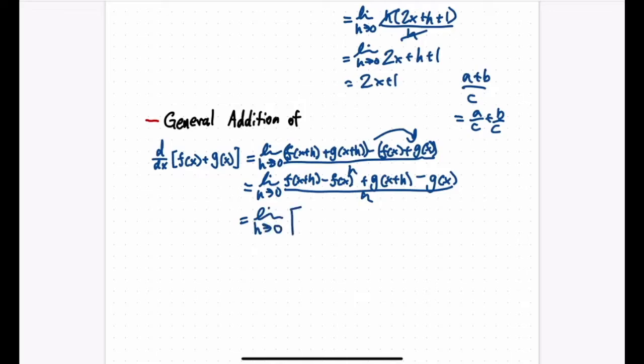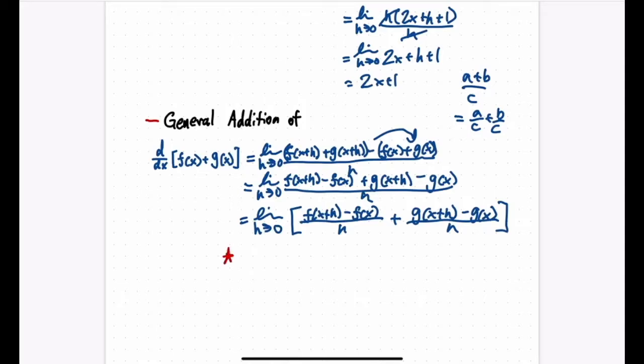The limit as h approaches 0 of f at x plus h minus f at x all over h plus, because there's a plus sign there, g at x plus h minus g at x all over h. Now, here comes the first of our limit laws, so get ready. I will write this one in red so that you know it's a limit law here.